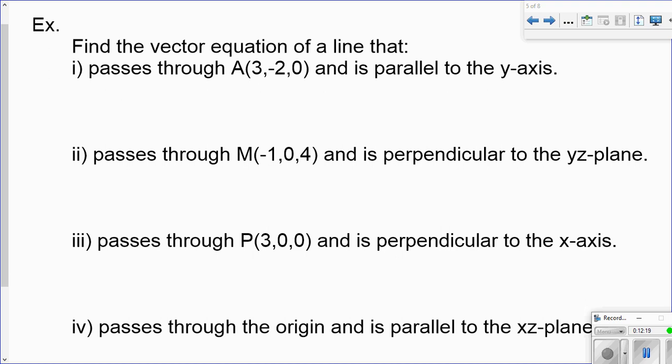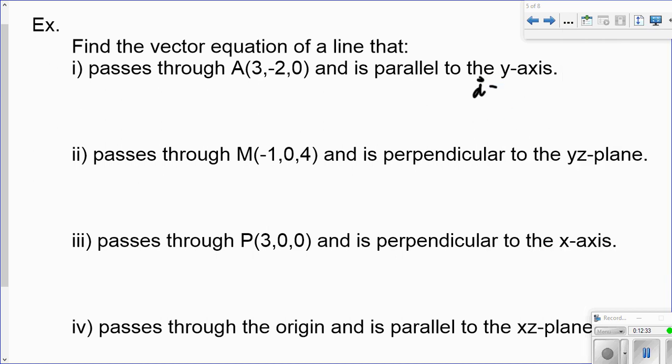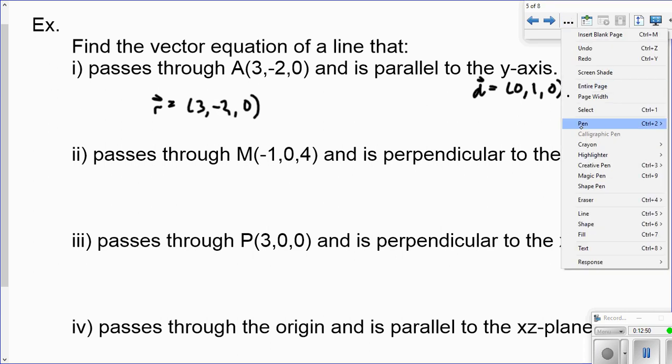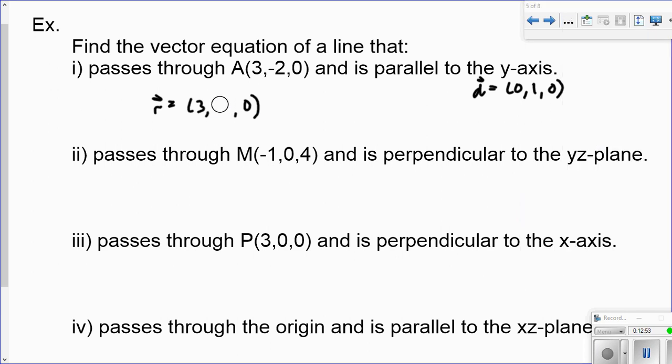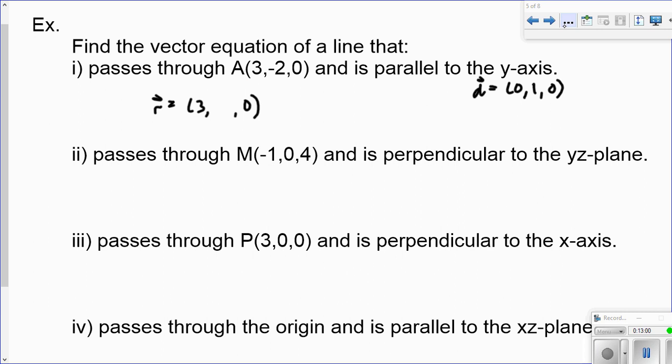Let's quickly go through some of my answers. I've got to write a vector equation of a line that passes through the point. So there's my given point, and it's parallel to the y-axis. So if it's parallel to the y-axis, I've got a direction vector. My most basic direction vector is 0, 1, 0. It's parallel to the y-axis. So my vector equation is my given point, and then my direction vector.